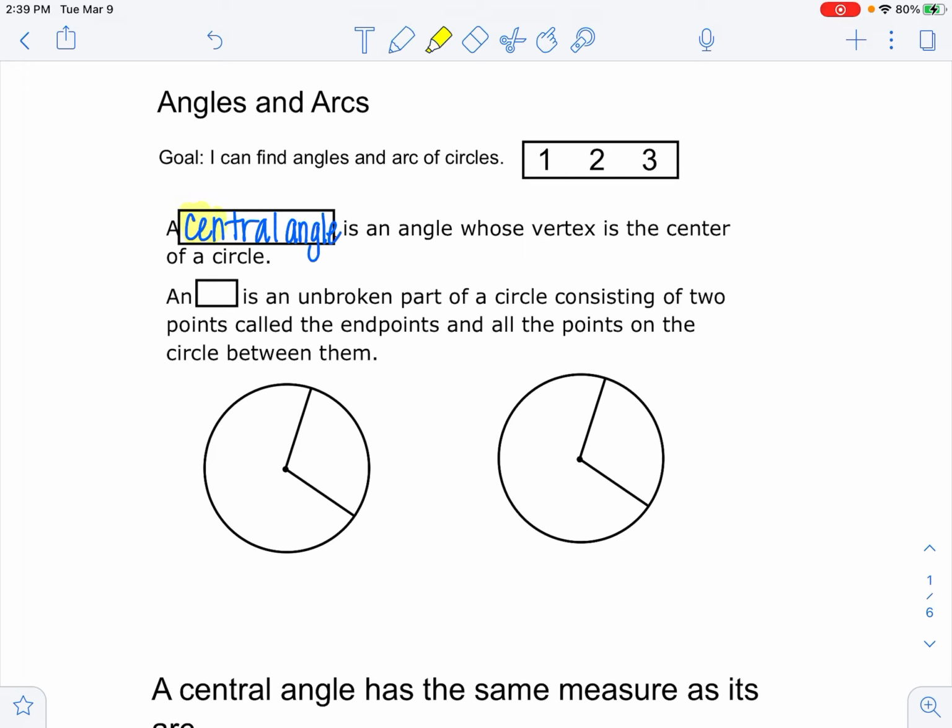A central angle. Now I'd like for you to see the word center in there, okay? And a central angle is an angle whose vertex is at the center, right? So this angle right here, if you look at it, I'll highlight it in blue. This is a central angle.